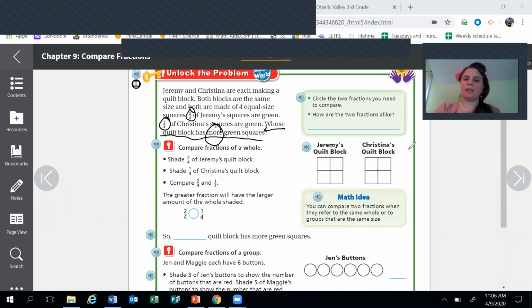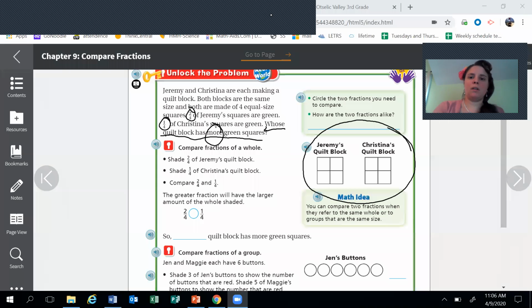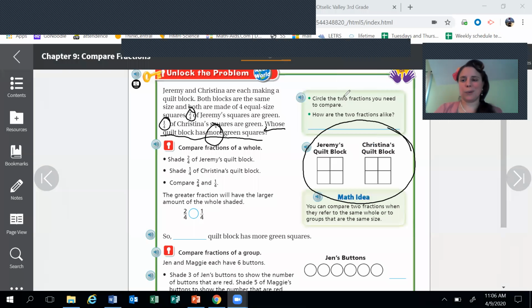So they have very nicely already drawn us a diagram of their quilt squares, okay? They just took a square and cut it into 4 equal pieces, right? That makes sense. So now we have to fill in the quilt squares with green. So I changed my pen color. And it says Jeremy has how much? 2/4. And Christina has how much? 1/4.